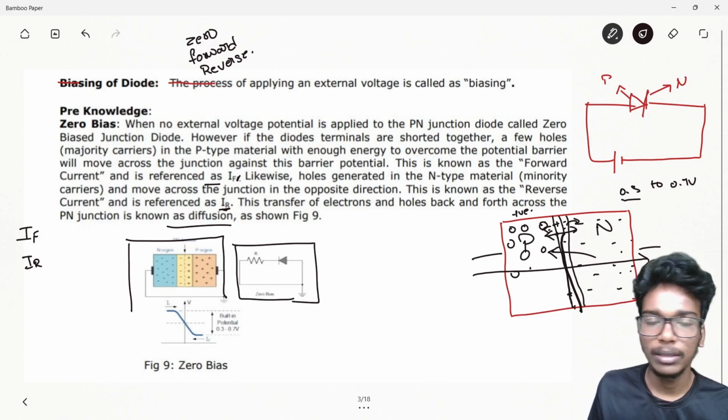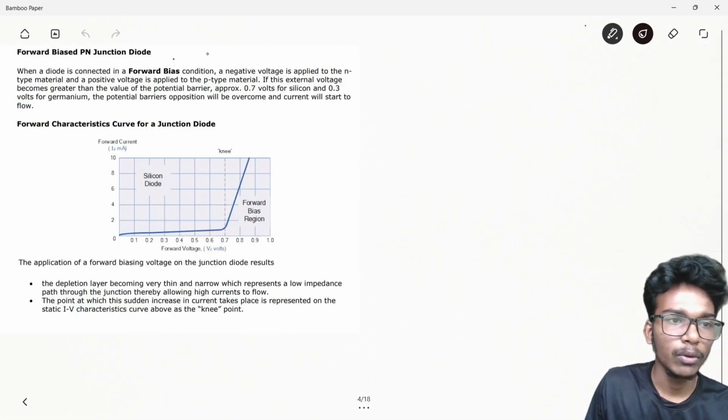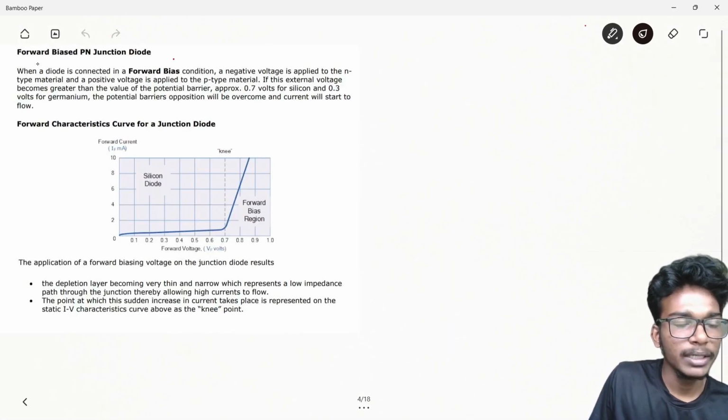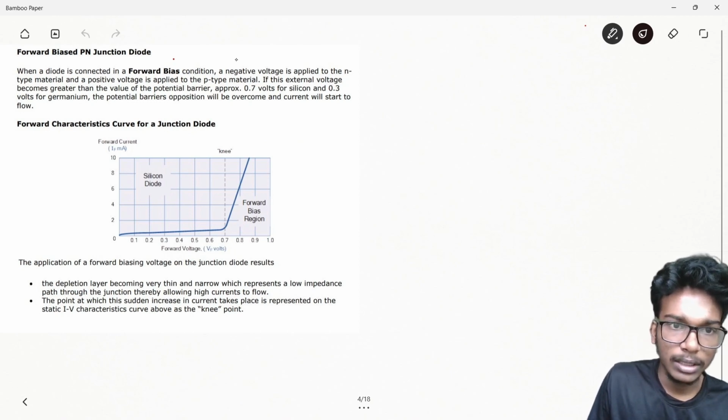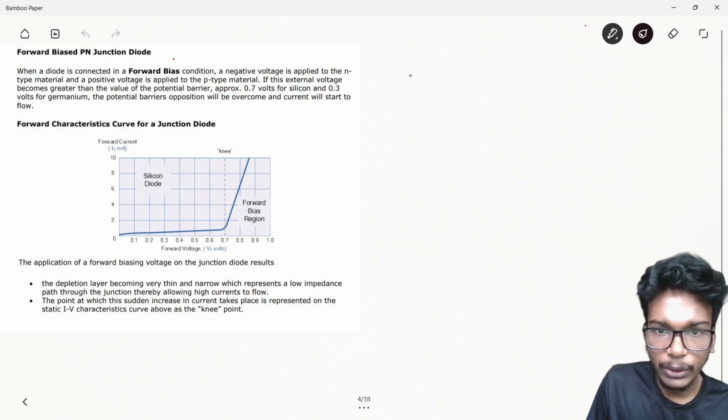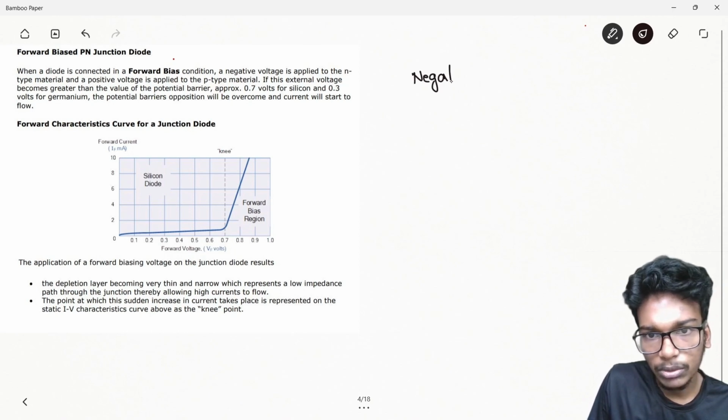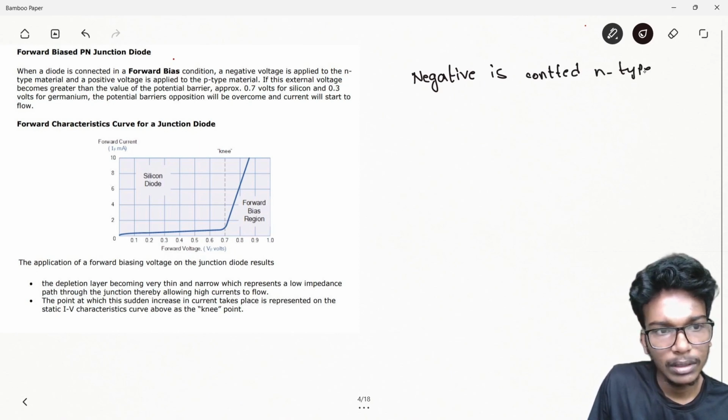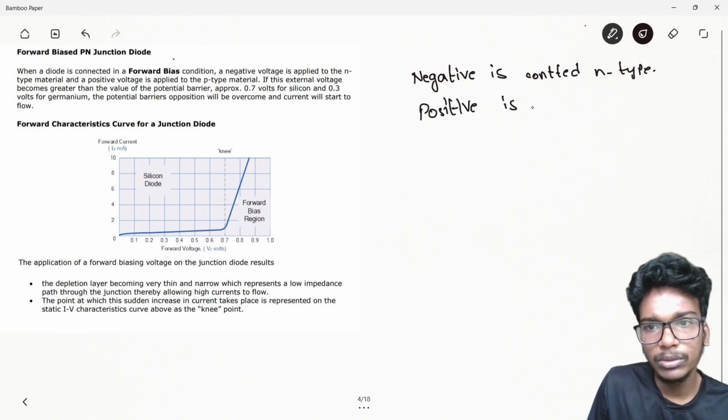Now we are going to discuss forward biasing. Forward bias PN junction diode. When a junction is connected in a forward bias condition, these are the forward bias conditions. Negative is connected to the N type, and positive is connected to the P type.